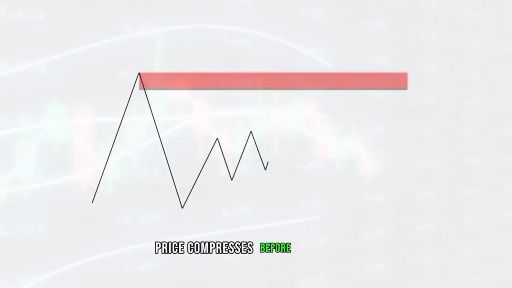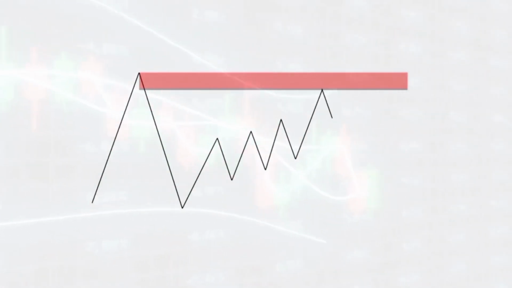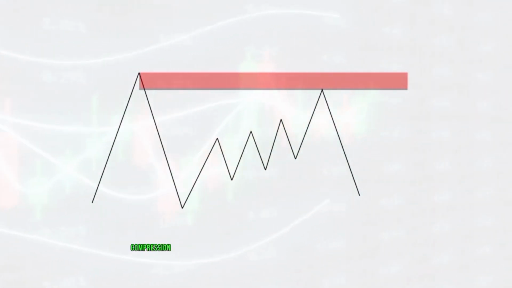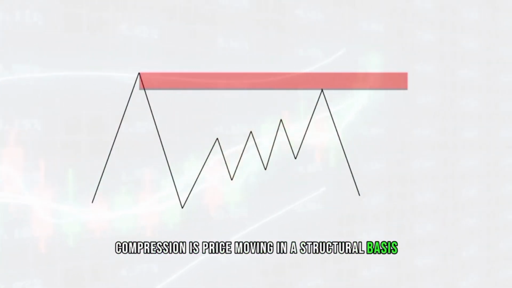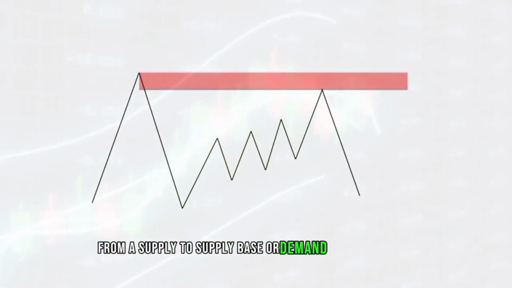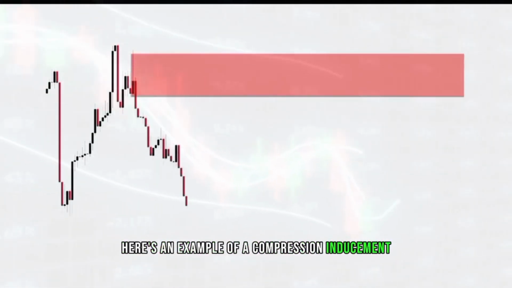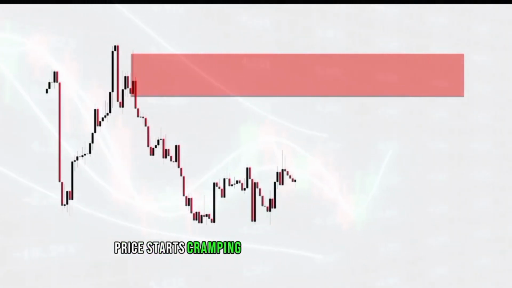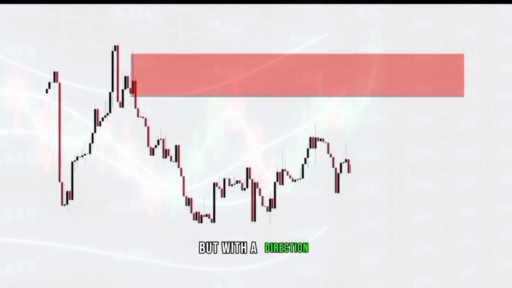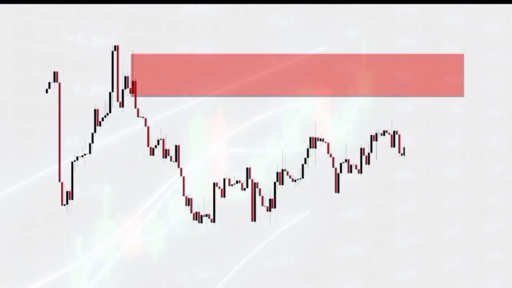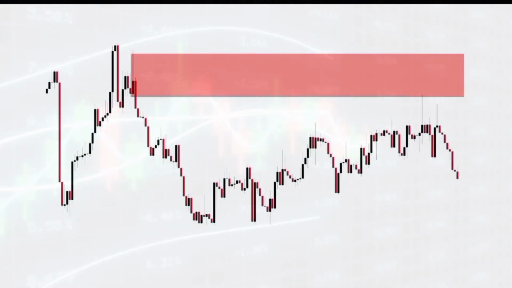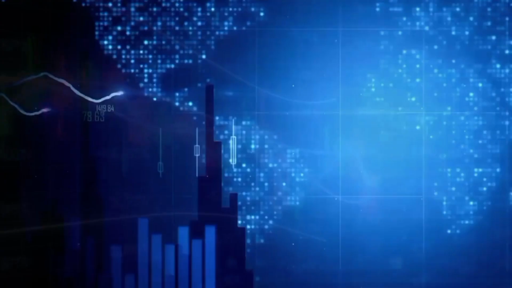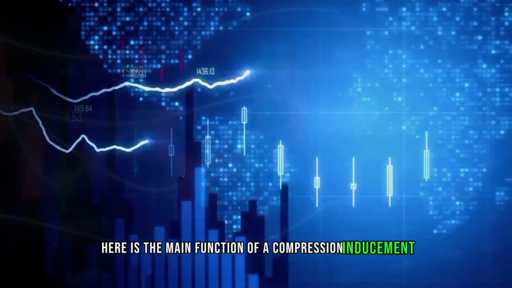You have your point of interest. Price compresses before heading to your point of interest. What does compression mean? Compression is price moving on a structural basis from a supply to supply base or a demand to demand base. So here's an example of a compression inducement. Price starts cramping and moving in a tight range, but with a direction.